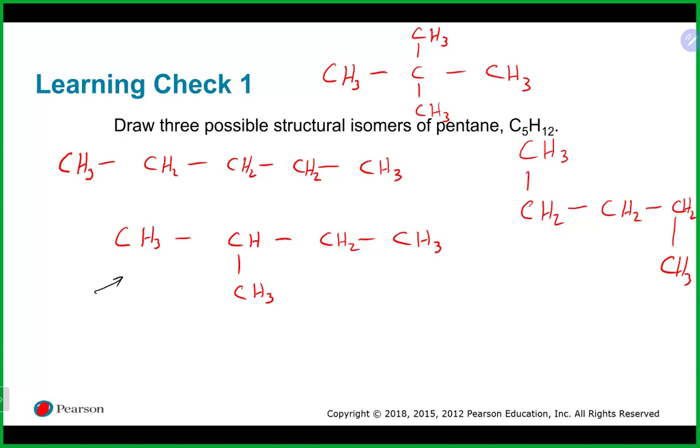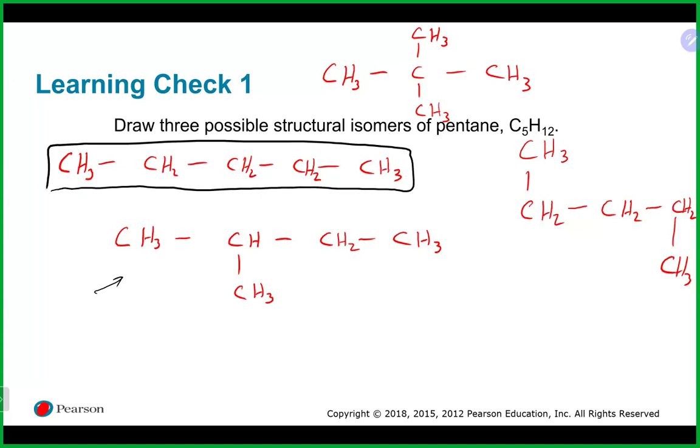So that's how we want to check ourselves too. We do want to go back here and name these just to make sure we didn't accidentally draw the same thing twice. So obviously, the longest carbon chain on the first one I drew is just straight 5 across. Nothing else is there. So clearly the name of this guy is pentane. So that's a good start.